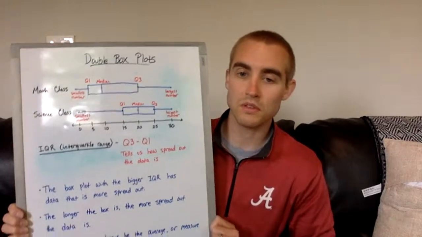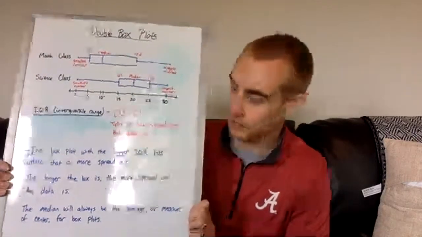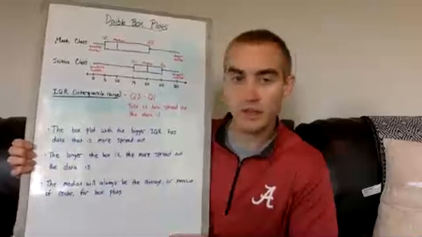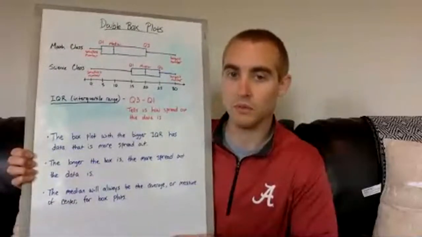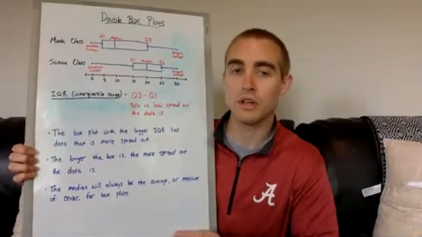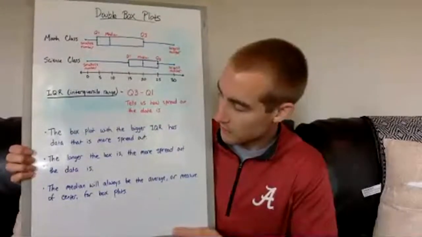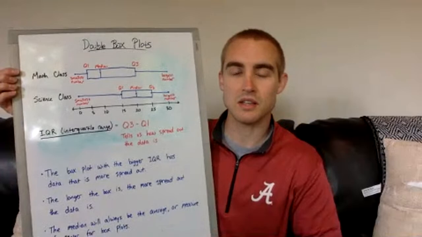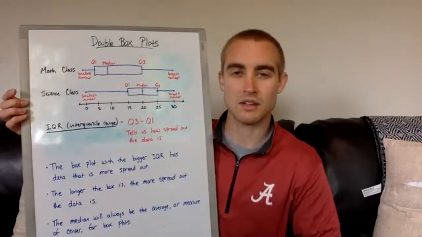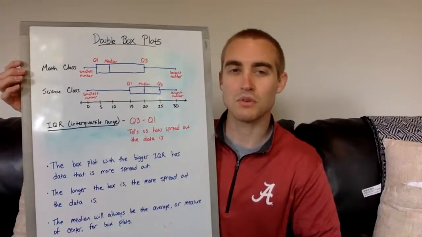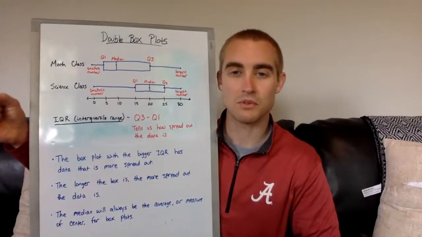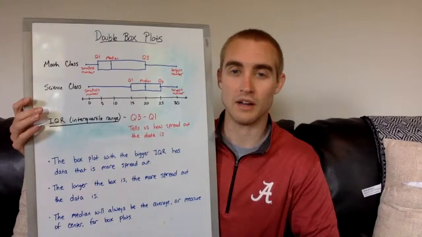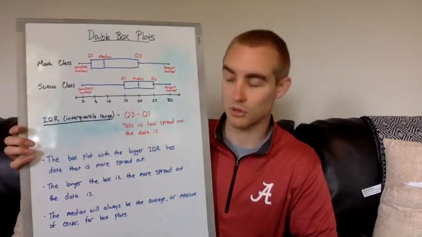Okay, so just a few more things when talking about double box plots. The box plot with the bigger IQR has data that is more spread out. So the box plot that's got the IQR of a bigger number, data is more spread out. Second thing, the longer the box is, the more spread out the data is. So if you notice up here in math class, you see the box is longer than the box in science class. That means the math class numbers are more spread out. The science class numbers are all closer together. And so if you just look at the box, that's going to tell you which one is more spread out. So the wider, the longer the box is, the more spread out it's going to be.